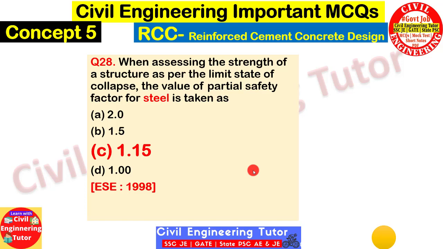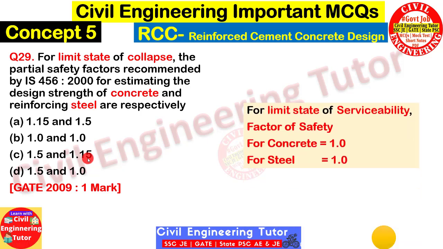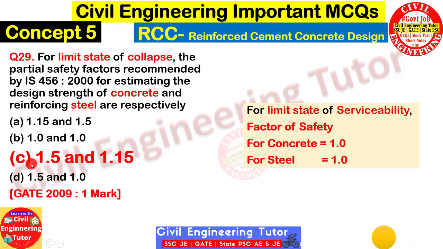So we have already discussed this question. Now here, for the limit state of collapse, they have asked for both concrete and steel. So for concrete it will be 1.5 and for steel 1.15. This is a GATE 2009 question. So you can see the correct answer here, C. But just remember this: whenever they ask about the limit state of serviceability in place of the limit state of collapse, then the answer will be B, 1 and 1. Just remember this.